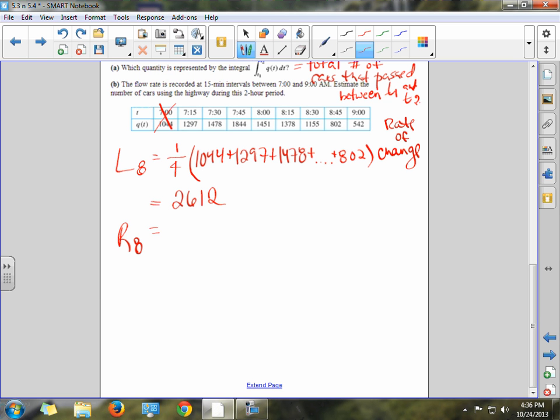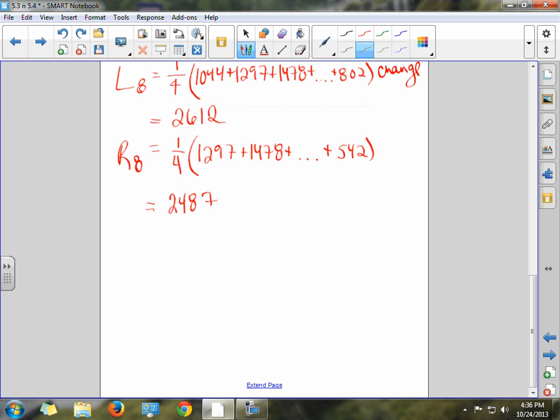And my distance still, my delta x, is still 1/4. So then this is 1297 plus 1478 plus dot, dot, dot, all the way to 542. And then my right estimate is going to be 2487.